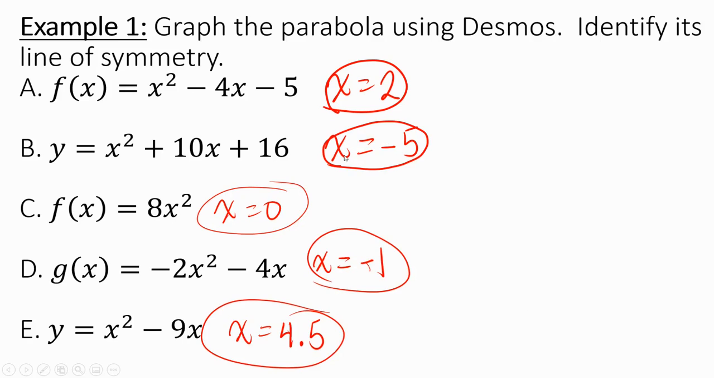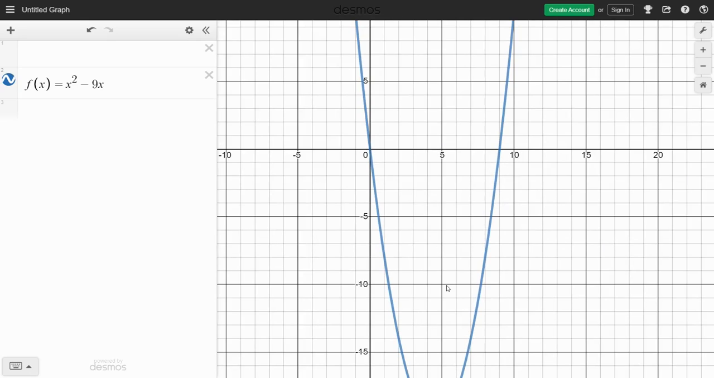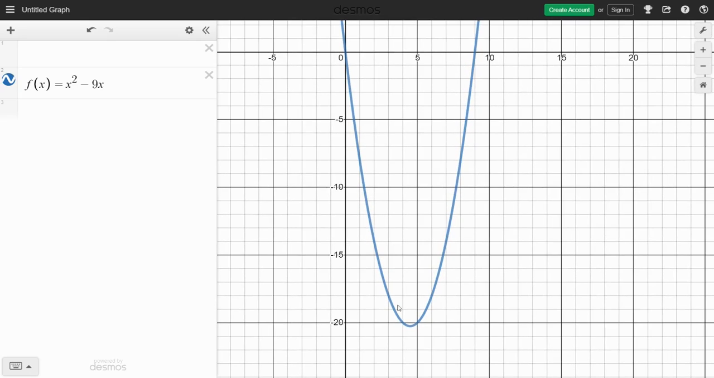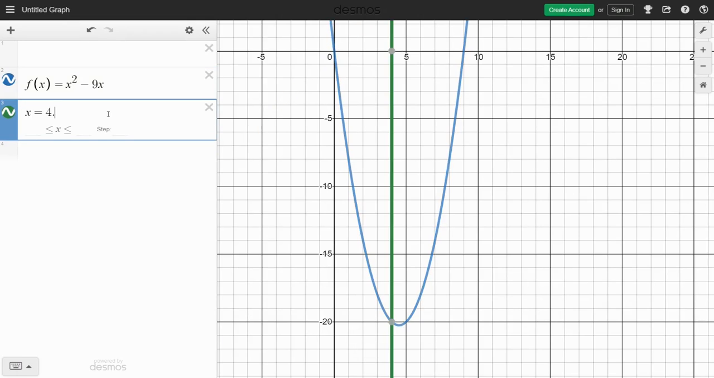These are all of our axes of symmetry. One that maybe you might have struggled with is this one where you were supposed to get 4.5. So let me give you a little tip. So here I have it plugged in, typed in x squared minus 9x. I'm looking for the axis of symmetry, and I can see it's right about here. If you click on this point, it'll tell you the exact point, and that will be your midpoint, your symmetrical point. So I can see that it's 4.5, and so my line then is x equals 4.5.